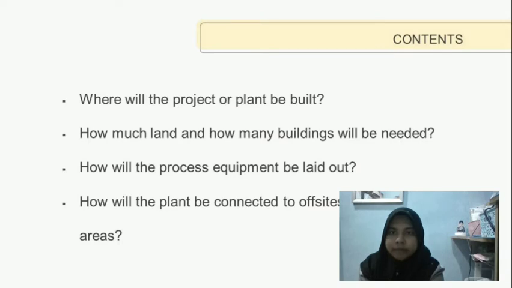In this project to produce propylene, we consist of 4 contents. First, where will the project or plant be built? Second, how much land and how many buildings will be needed? Third, how will the process equipment be laid out? And last but not least, how will the plant be connected to off-site areas?